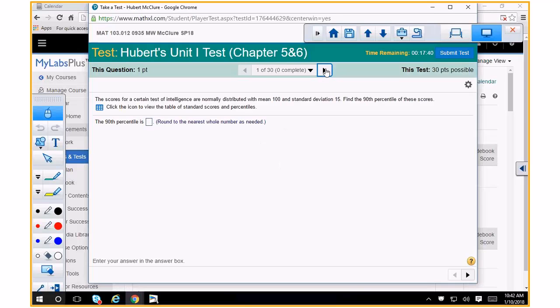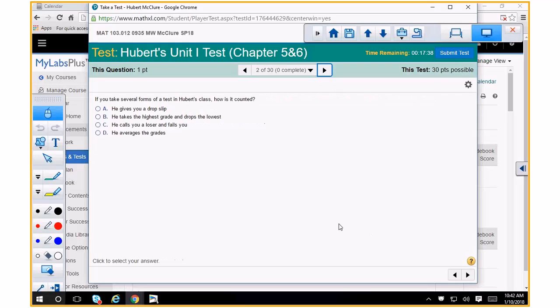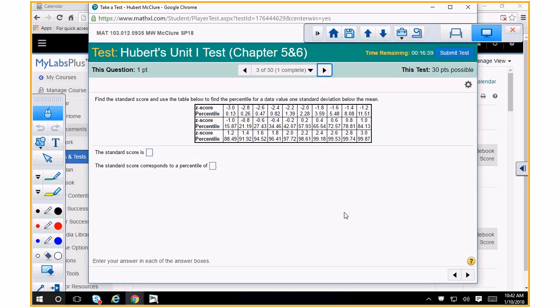All right, that is a math question. There's a bonus question. If you take several forms of a test in Hubert's class, how is it counted? He gives you a drop slip. He takes the highest grade and drops the lowest. He calls you a loser and fails you, and he averages the grades. What did I just tell you? I dropped the lowest. So that is a bonus question. Actually, if you look at it, there's only one right answer. I need to change D so it wouldn't be a possible answer. I need to change it to, he says you suck or something like that. All right? That's a math question.